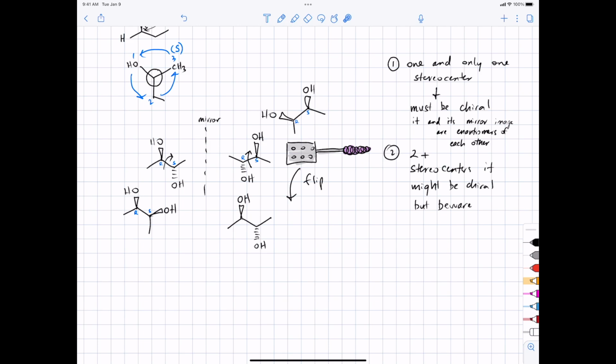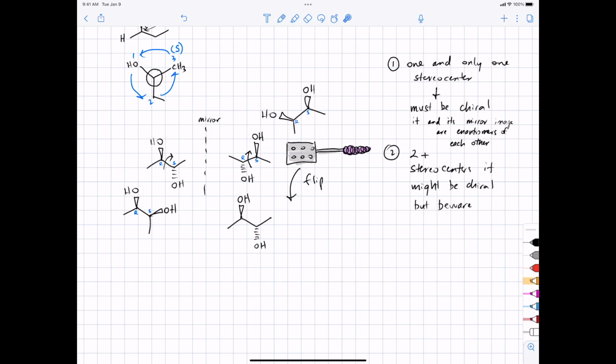So, one of the ways I sometimes trick people is I will ask, what is the relationship between these two molecules? And you'll look at them and you'll say, well, they've got stereocenters and they're mirror images of each other, therefore they must be enantiomers. Not so fast. They are actually the same thing. And the only way you can see that is to play around with their structures until you can verify that they're actually the same thing.